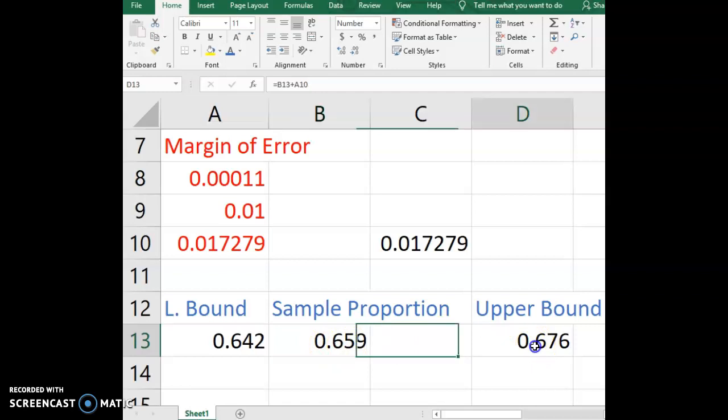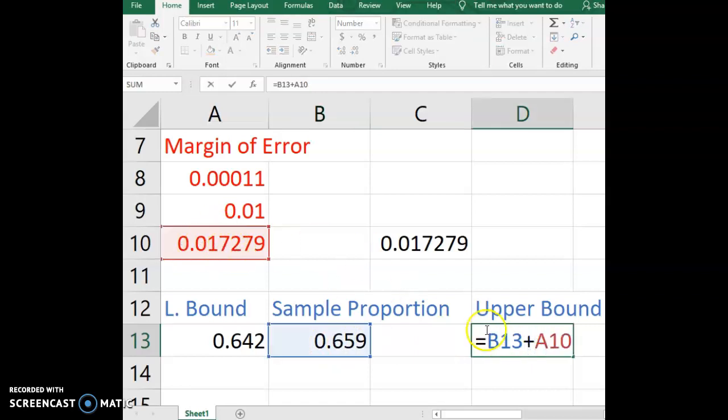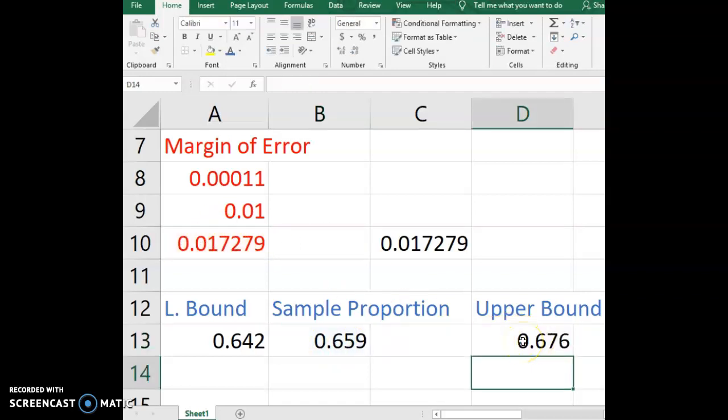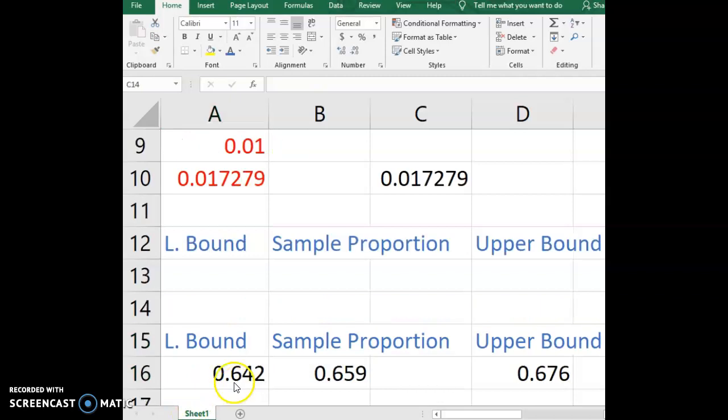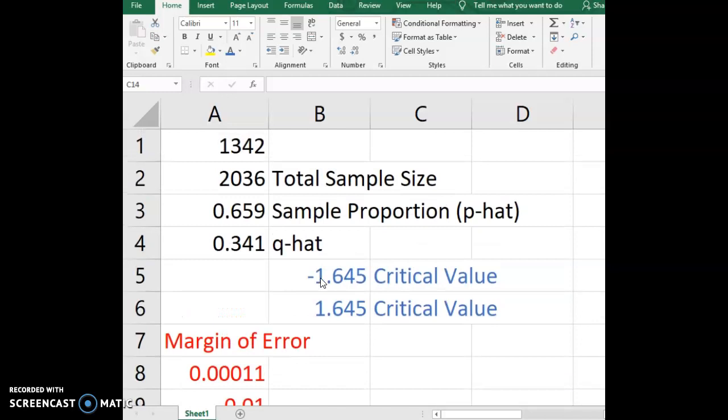You take that sample proportion, add the margin of error, that gives you the upper bound of the confidence interval. The sample proportion minus the margin of error is the lower bound. So this is our 90% confidence interval, and I'm going to go back and just tweak it to a 95% confidence interval for our second half of the problem.